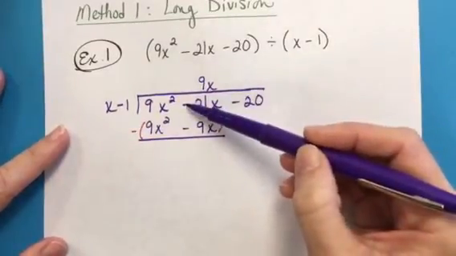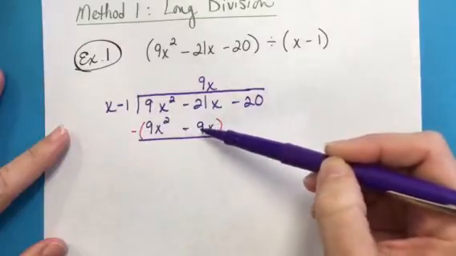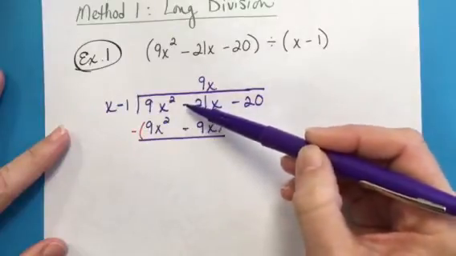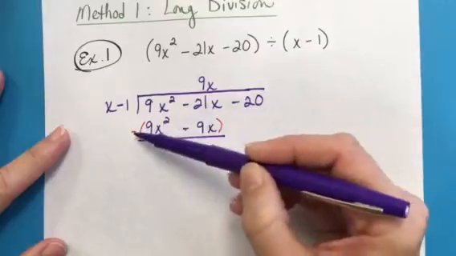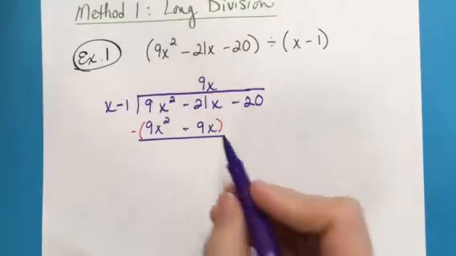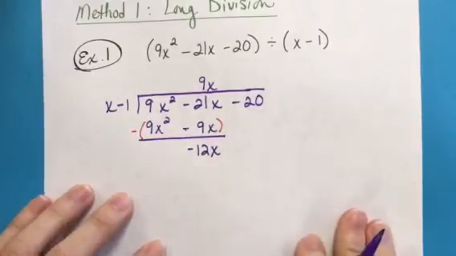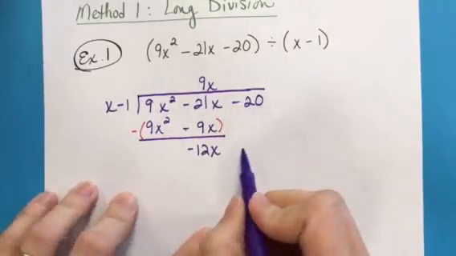Okay, so now I've got to take -21 and subtract -9. So don't just do -21 minus 9, you got to do minus a negative, okay? So -21 minus a -9 is going to give you a -12. So this will be -12x. Okay, bring down your next term.